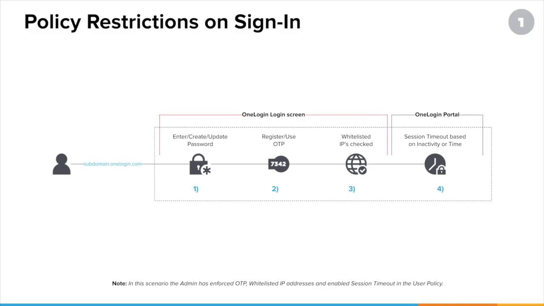The user policy can also require that the user register an additional authentication factor such as OneLogin Protect when they first log in, and force them to use it in addition to their password for every subsequent login. So now we have a login process that requires a username, password, and an additional authentication factor, like the one-time password, which OneLogin Protect can generate.